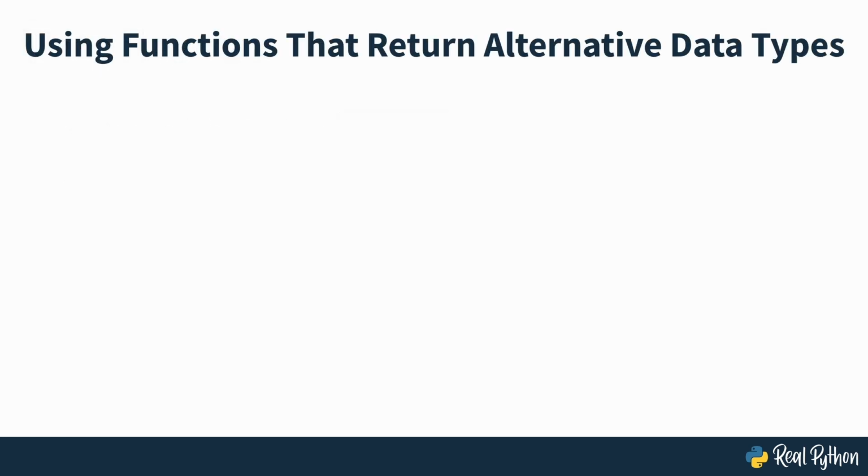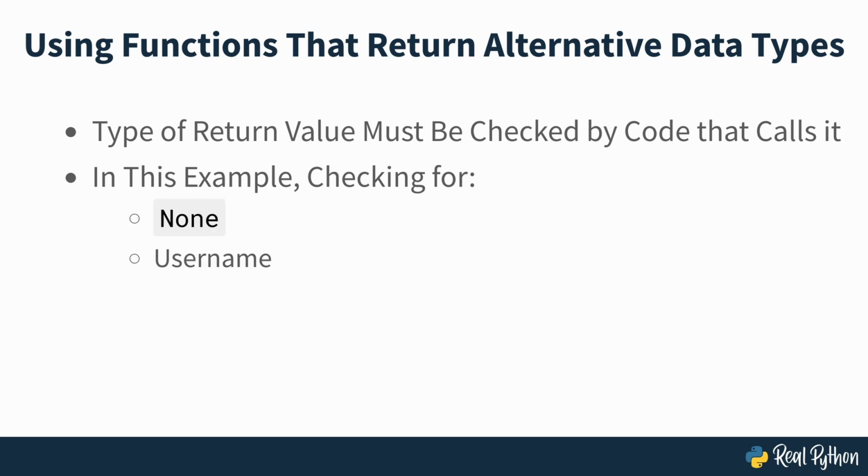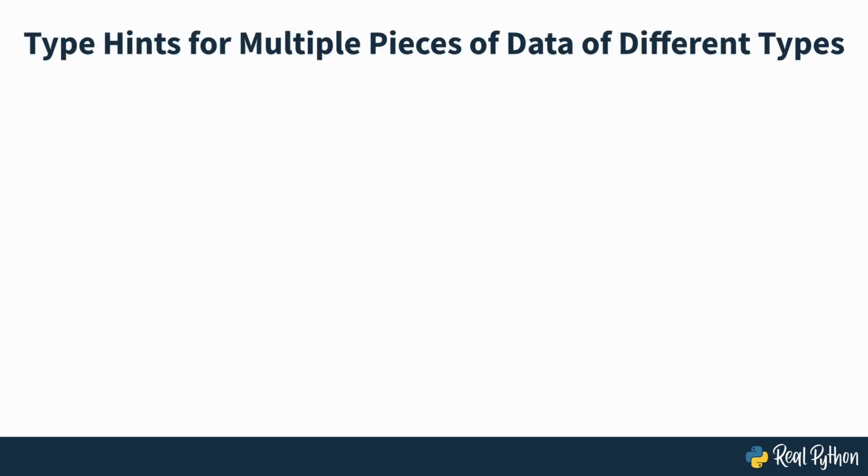One challenge with functions that may return different types is that you need to check the return type when you call the function. In the code you've just seen, you'd need to test whether you got None or a username when calling the function. You now know how to define a function that returns a single value of potentially different types. But what about when your function needs to return multiple values? Well, fortunately, Python has you covered using type hints for this as well.